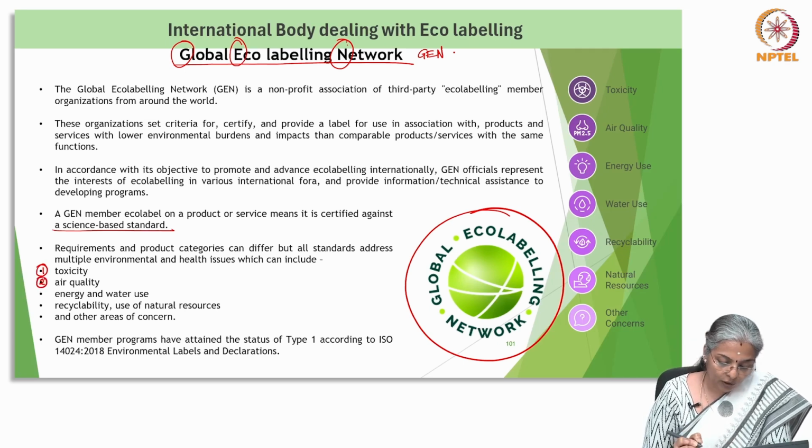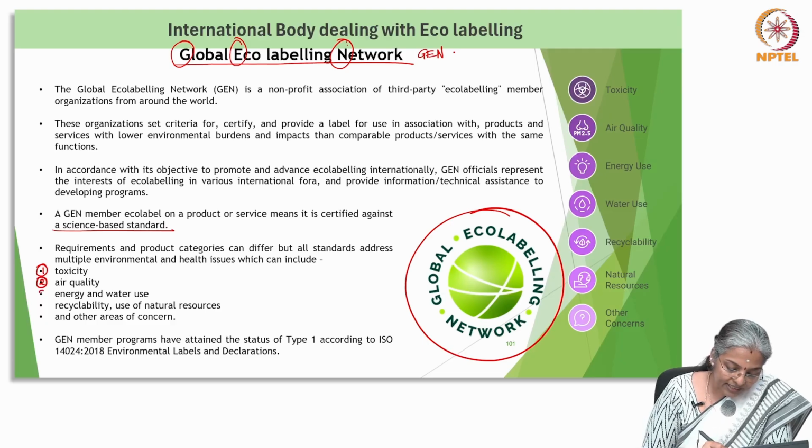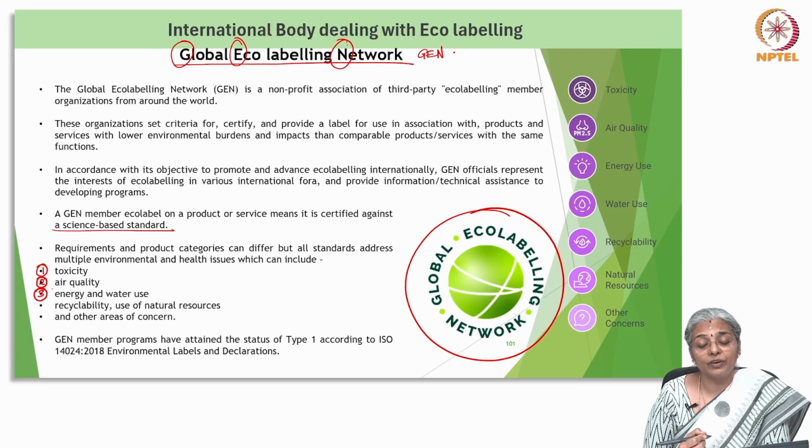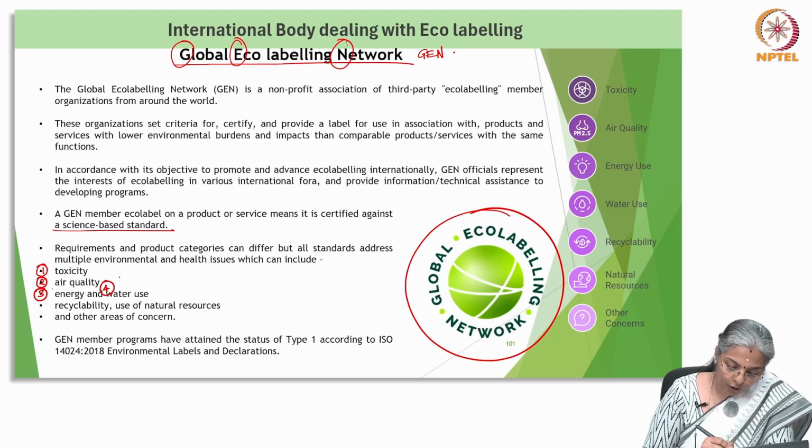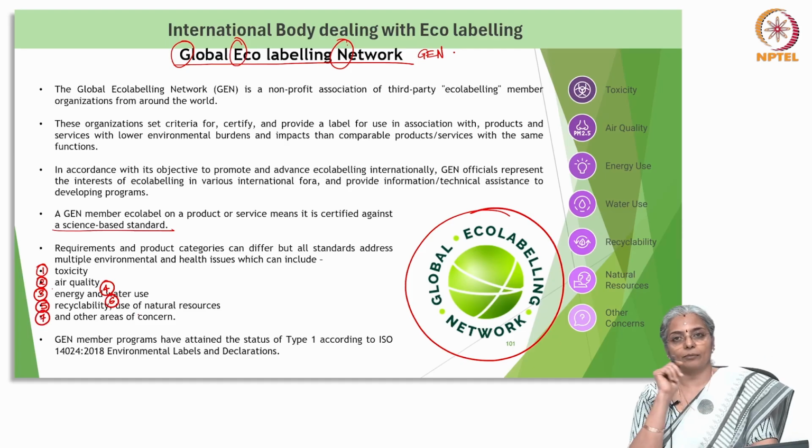Second is the air quality. Third is the energy consumed, or the energy consumed when you use the product. Fourth is water consumption of the product. Fifth is its ability to be recycled. Sixth is how much of natural resources it has used. And seventh is any other areas of concern.